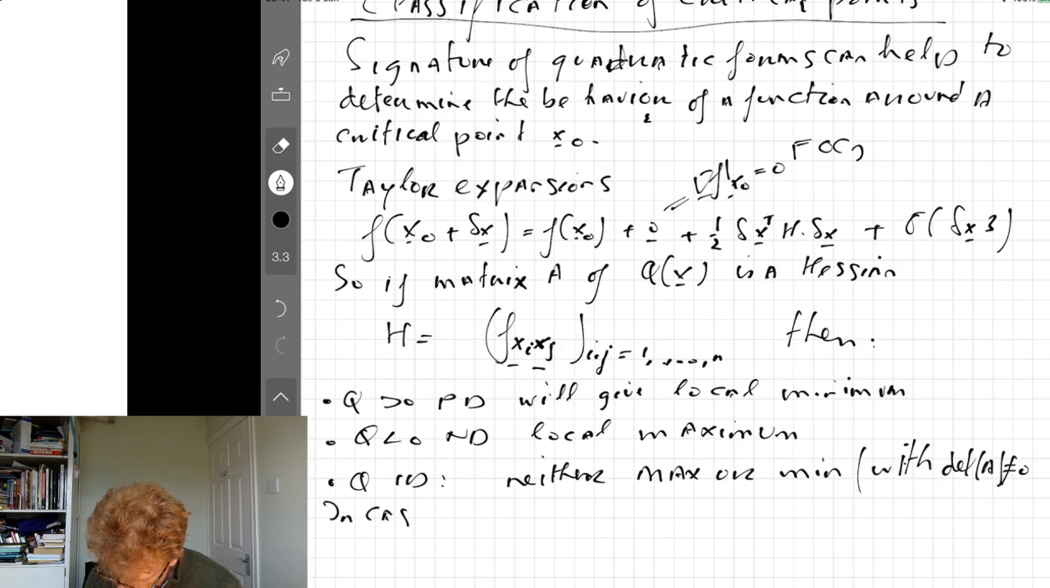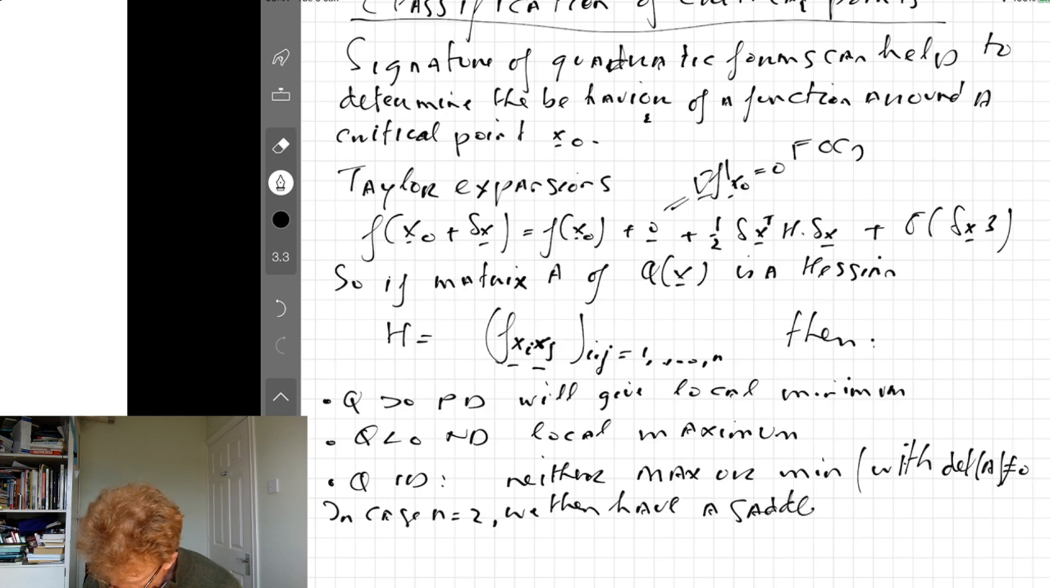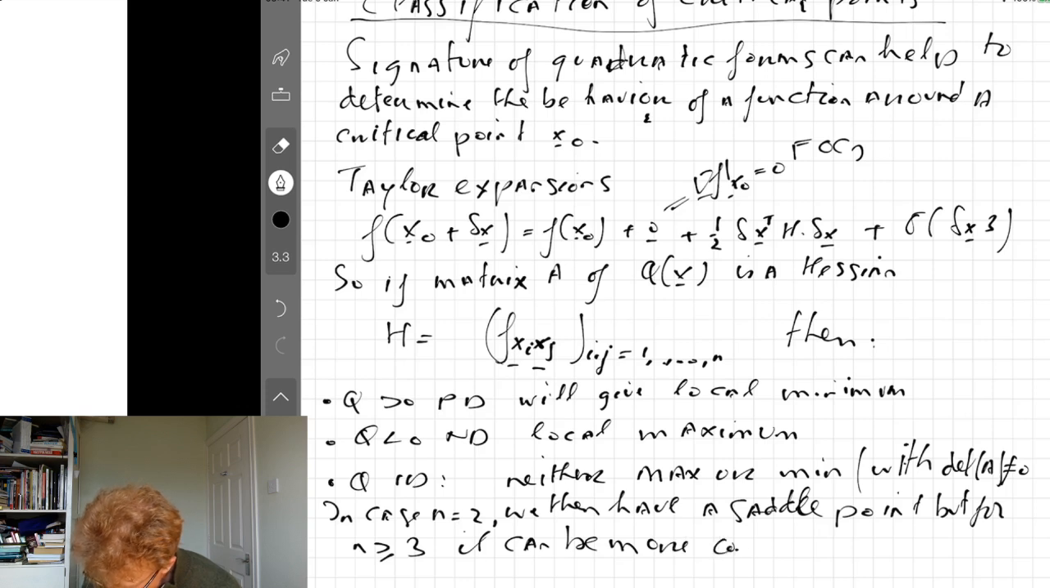In case n is 2, we then have a saddle point, but for n bigger or equal than 3, the indefinite case can be more complicated.